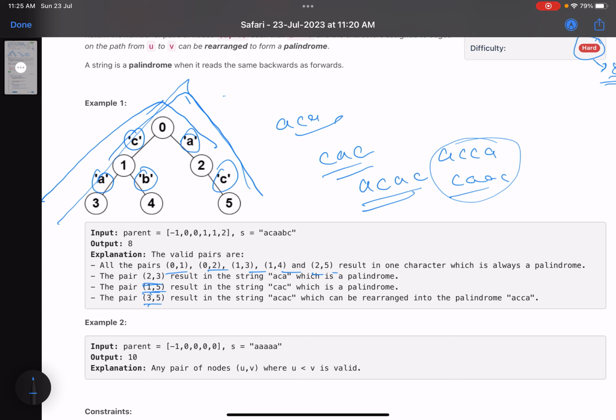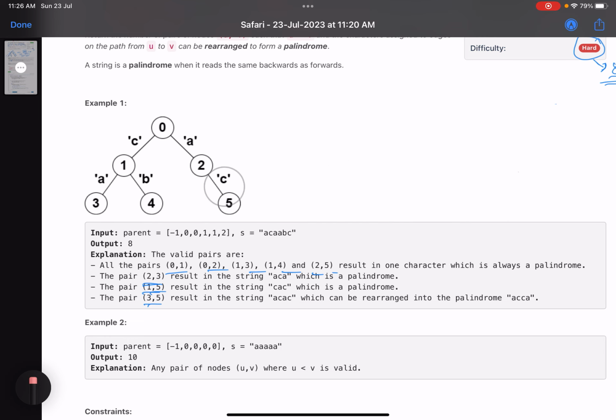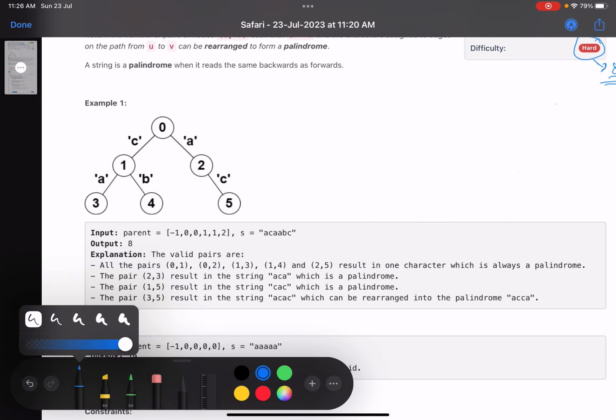So that's it. One more thing to remember: 3, 5 we have taken, that is the path from 3 to 5. Now you will not consider the path from 5 to 3, right? One node should be less than the second node. So you have to consider every pair only once. That's already mentioned in the problem, right? So this is all about the problem statement.